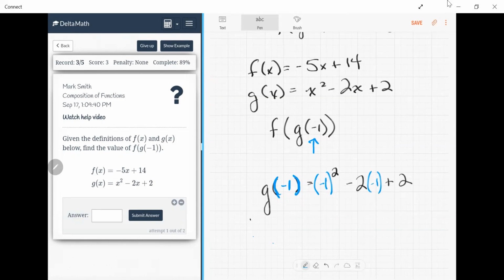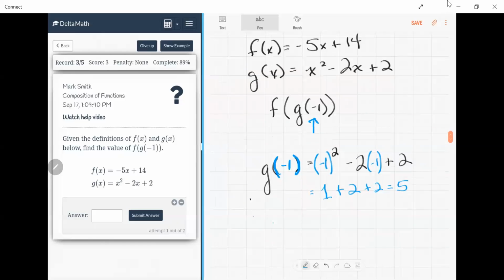Okay. And you could put this into your Mathway calculator or do this in your head. Negative 1 squared is pretty easy. That's 1. Negative 2 times negative 1 is pretty easy. That's positive 2. And then we add 2. So that's equal to 5.